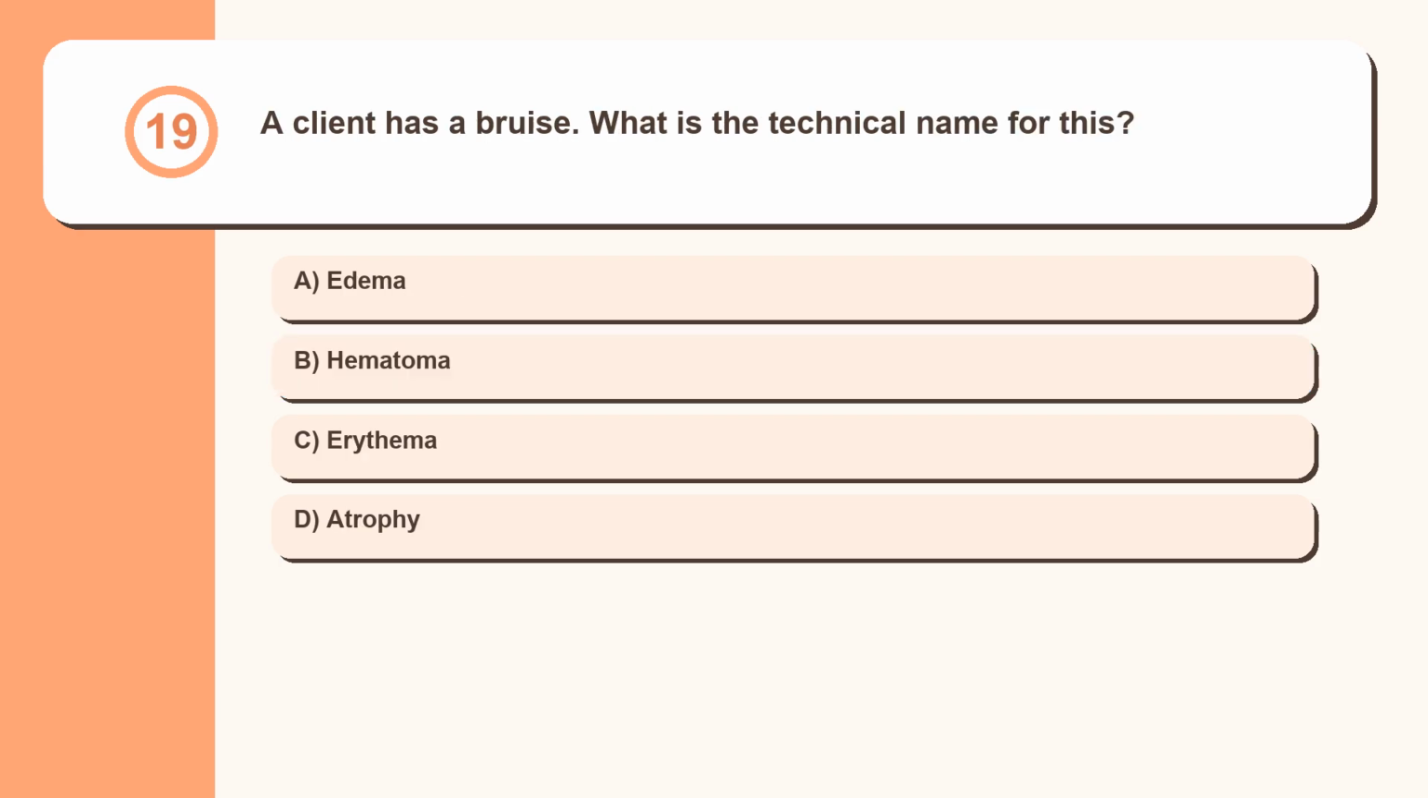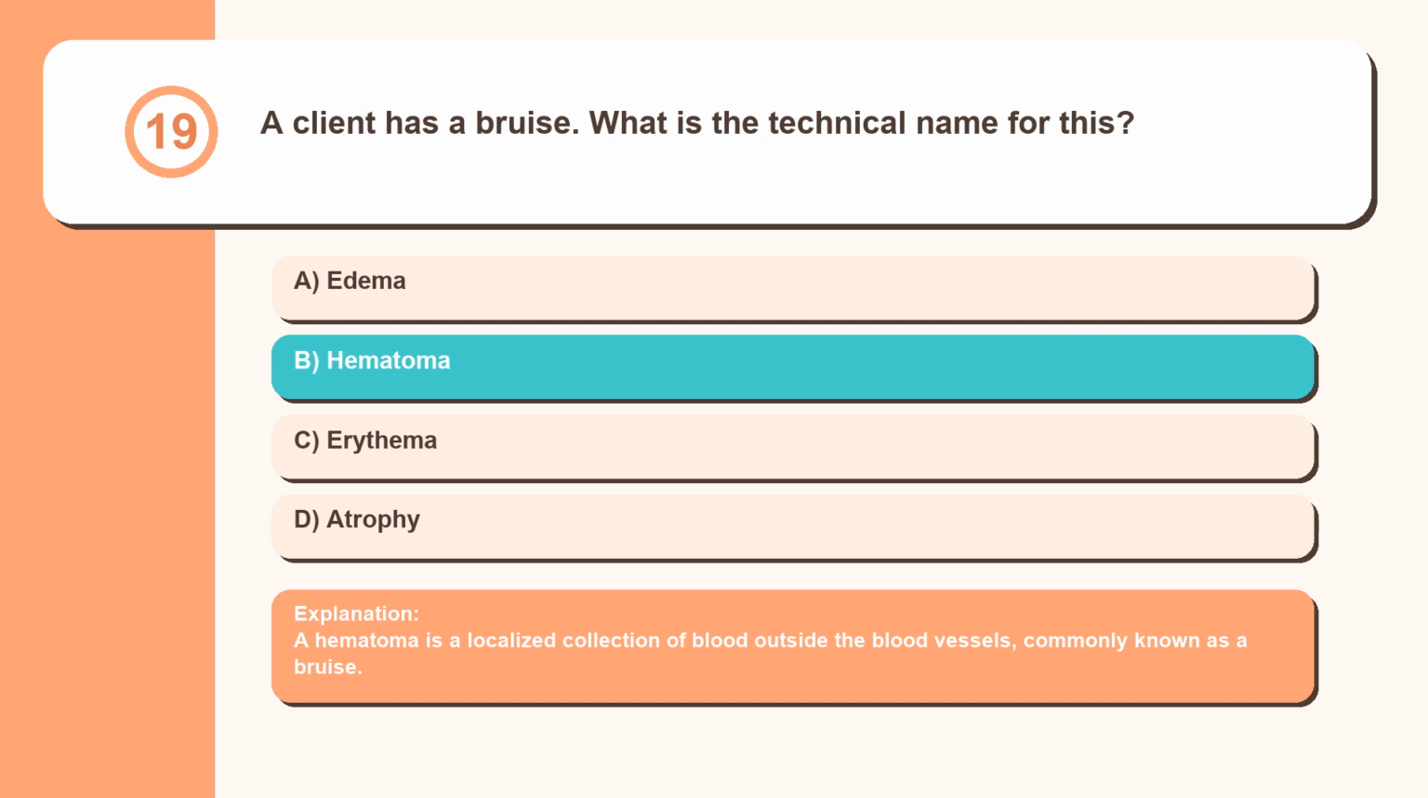Question 19. A client has a bruise. What is the technical name for this? Edema, hematoma, erythema, atrophy. A hematoma is a localized collection of blood outside the blood vessels, commonly known as a bruise.